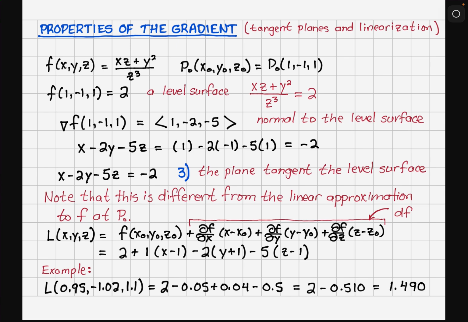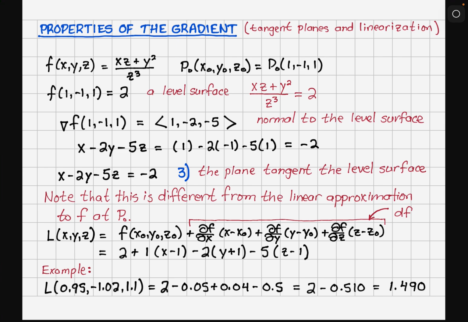So we can write the tangent plane with that normal. x minus 2y minus 5z, plug in the point that we know we're standing at, (1, -1, 1). We get the value negative 2. So x minus 2y minus 5z equals negative 2 is the plane tangent to this level surface at this point.